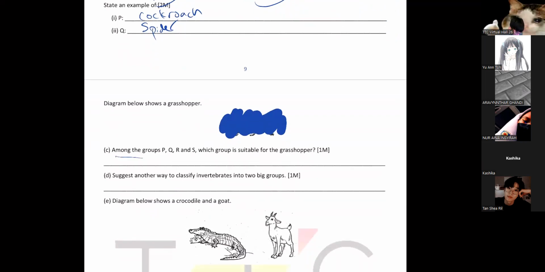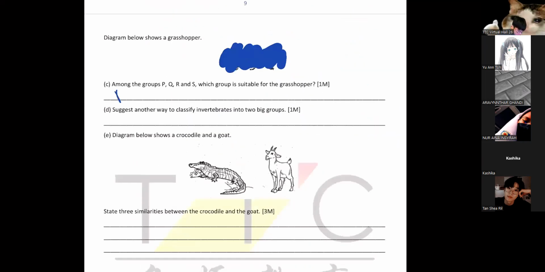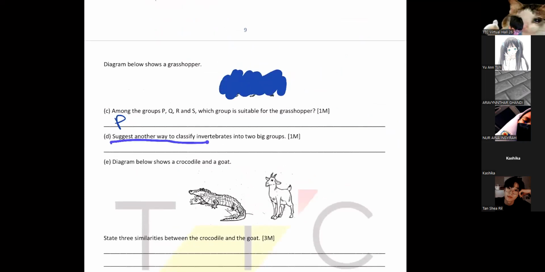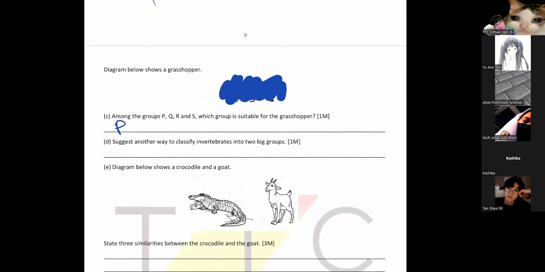So next, among the groups P, Q, R, S, which group is suitable for the grasshopper? Grasshopper has 3 pairs of legs, right? Grasshopper is an insect, so P. Suggest another way to classify invertebrates into 2 big groups. If you don't want to use berkaki and tak berkaki, how can you classify them? Living on land and water. Okay, land and water. Tinggal di darat dan air. Di dalam air. What else? I think that's all.